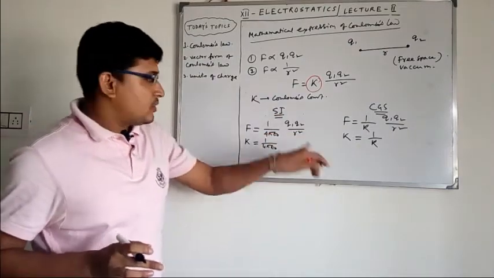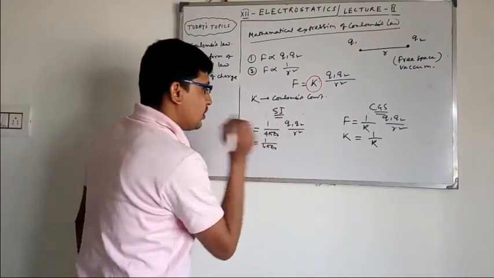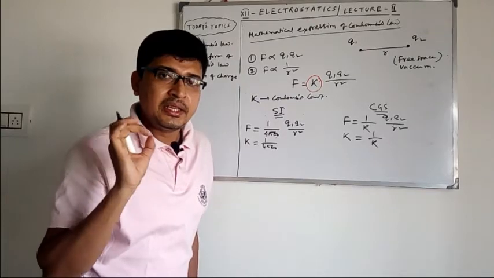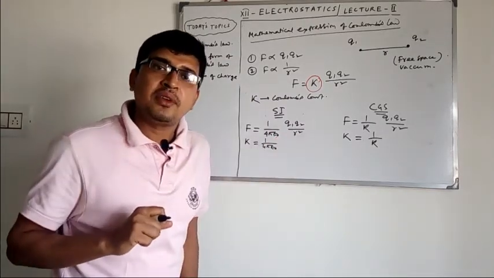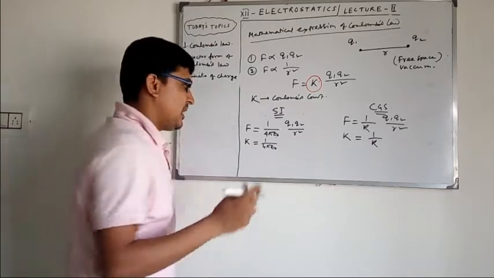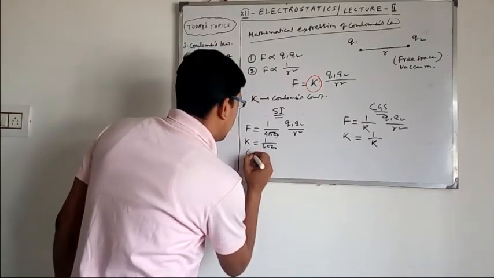Now step by step we should discuss that. Here epsilon 0 is a quantity. It is a very new quantity and it is known as the permittivity of the medium.